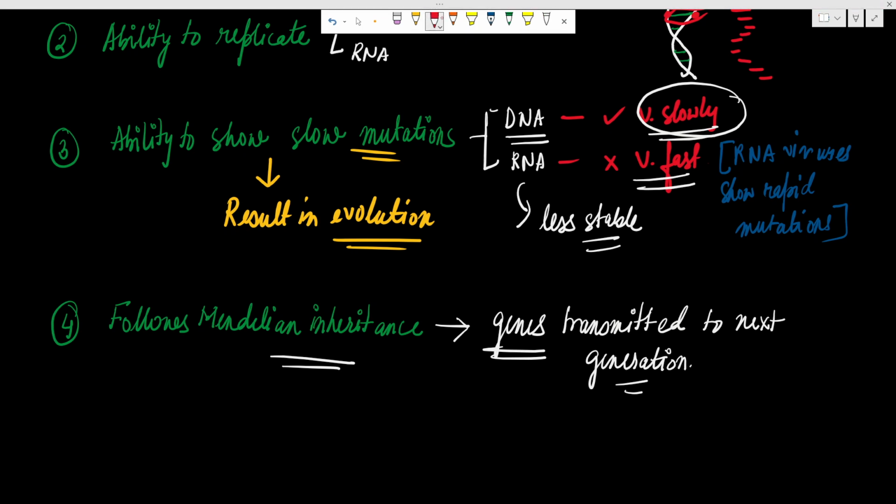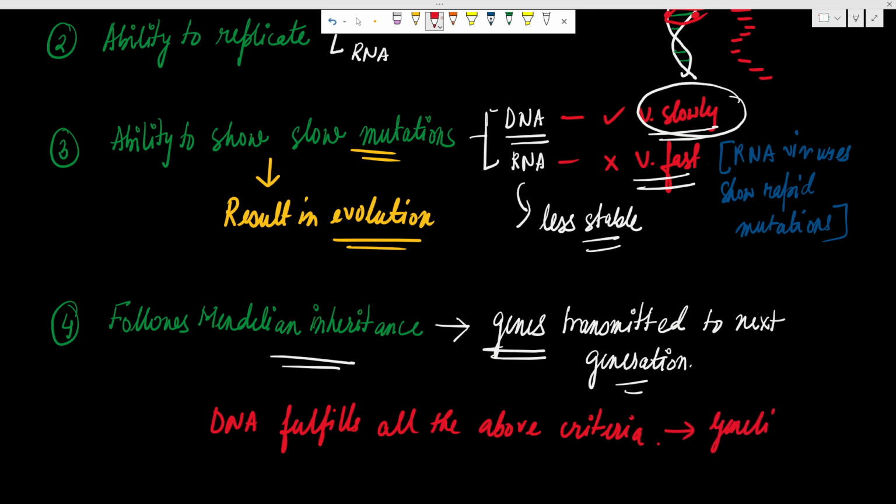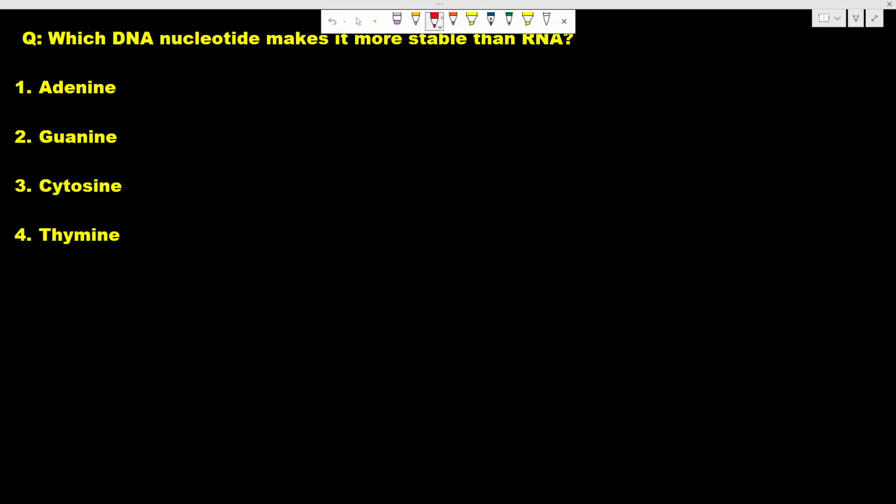So as DNA satisfies, DNA fulfills all the above criteria, DNA becomes your genetic material. RNA is not, because RNA is not able to satisfy all of them. Right children? Okay, so here comes a very important question. So study this very carefully. Let's see a question from here. Which DNA nucleotide makes it more stable than RNA? Just now we have studied it is thymine, right?